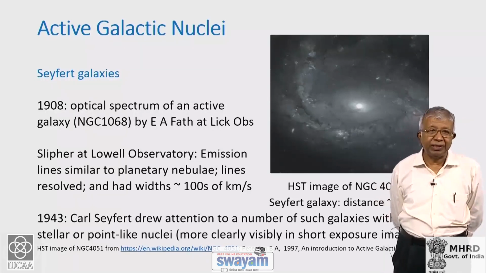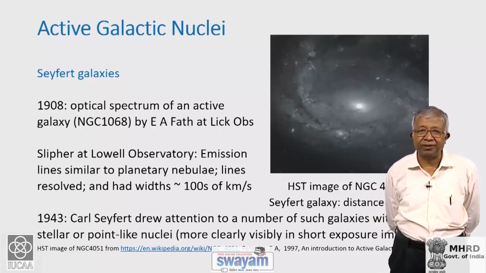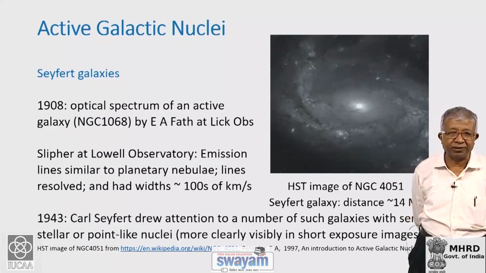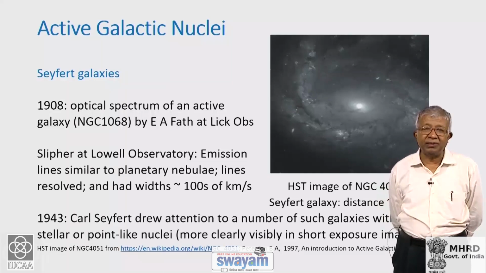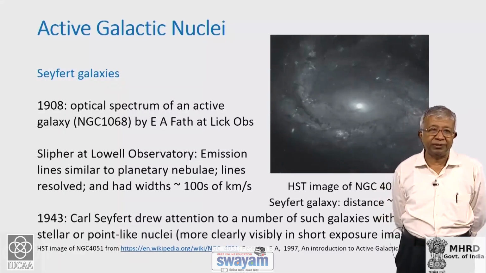But he also noticed that the lines are resolved. What resolved lines means is that they have a width. It has a large width, enough to measure, which means that there are large velocities. And that was interesting in itself. The spiral galaxies, which normally we understand to have absorption lines, now we see emission lines in them.